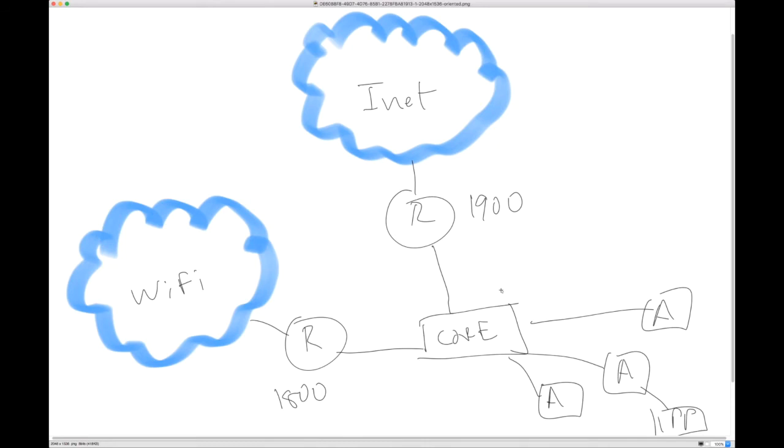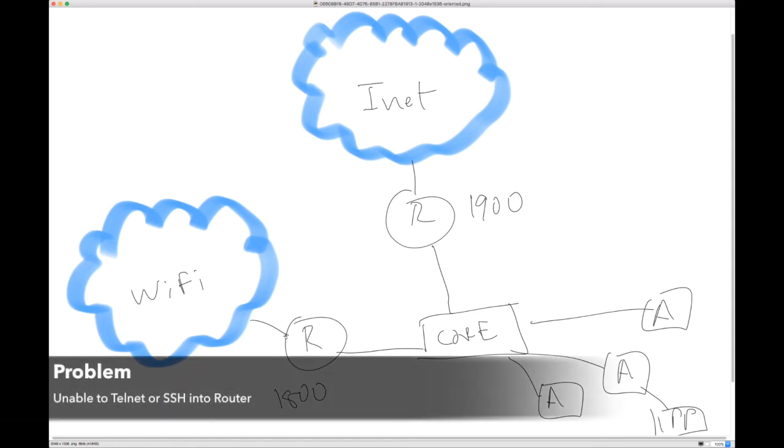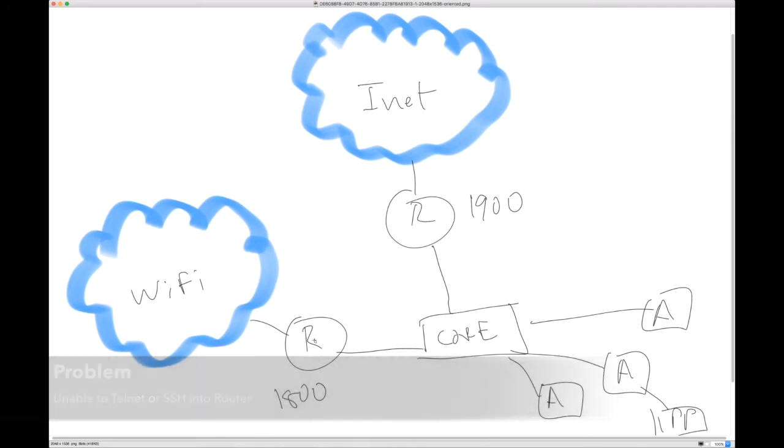So again, I want to go ahead and telnet to this router and change this interface to a public IP. However, I was unable to telnet or SSH into that router. Okay, so my first instinct is, someone changed something. Now I'm really getting ahead of myself here. And basically now we have a problem. We have identified the actual problem.